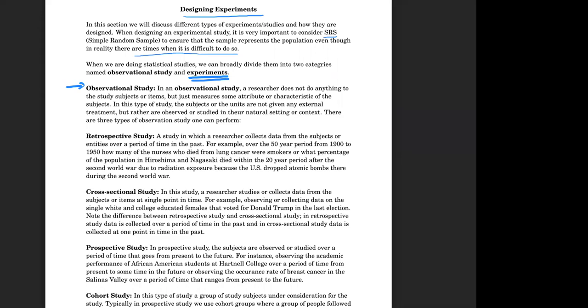In an observational study, you basically study the subjects as they are. You do not really change anything. In an observational study, as the name says, you just observe them or collect data from them as they are. You do not do anything else. Compared to experiments, think of you have 10 kids.